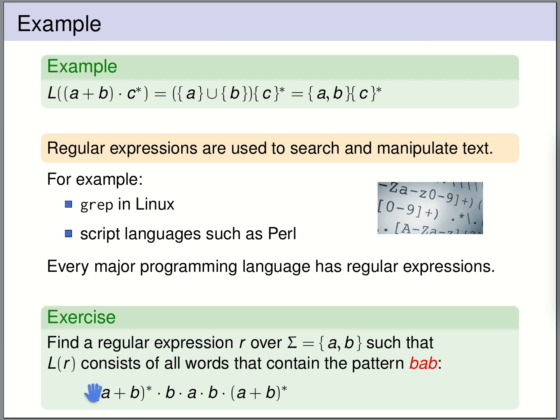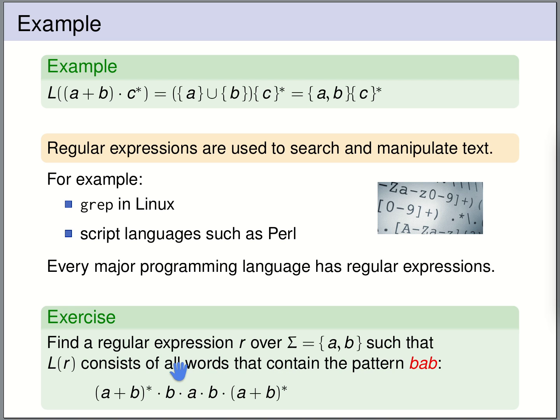So we have any word on the left, then we require that there must occur the pattern that we are looking for, BAB, and then we follow with any word on the right. So this regular expression gives us all words over AB that contain the pattern BAB.